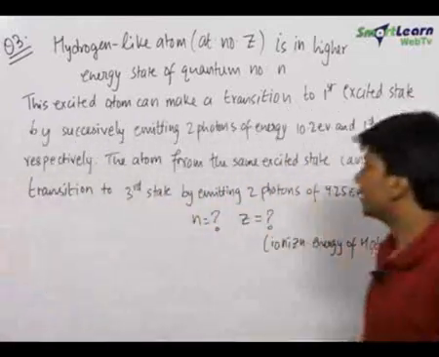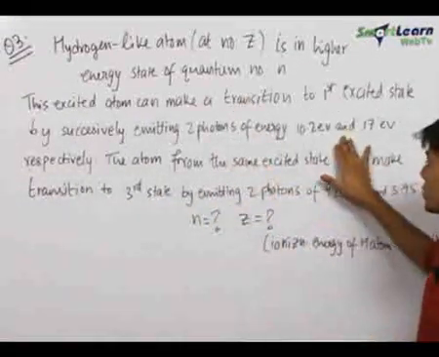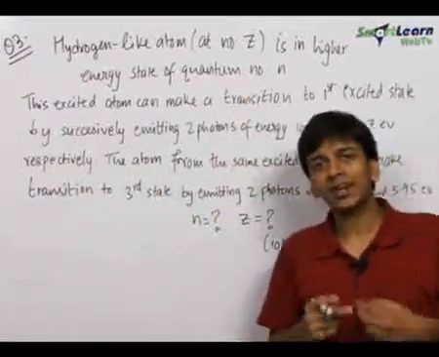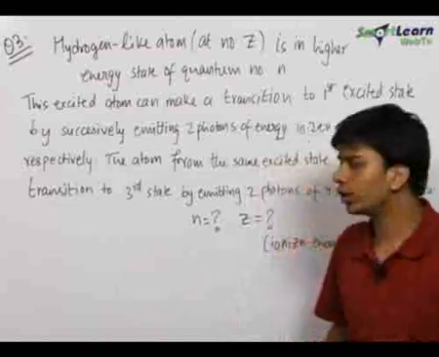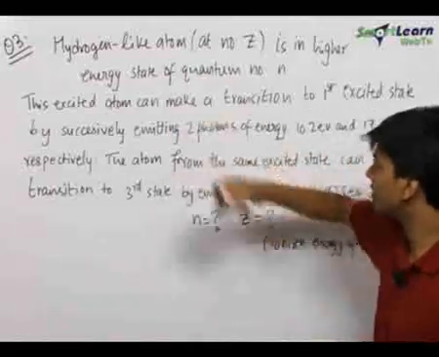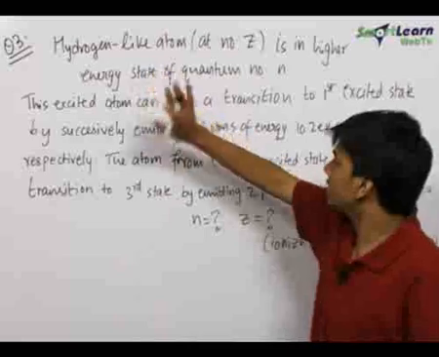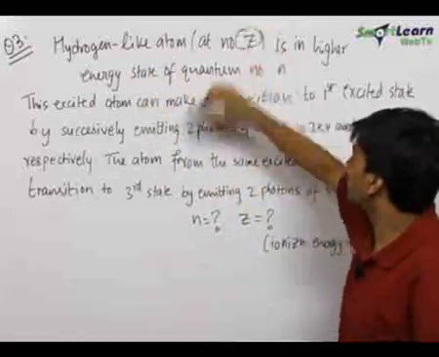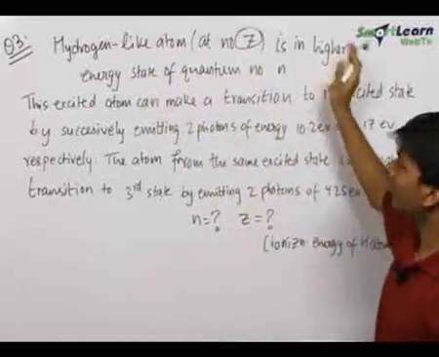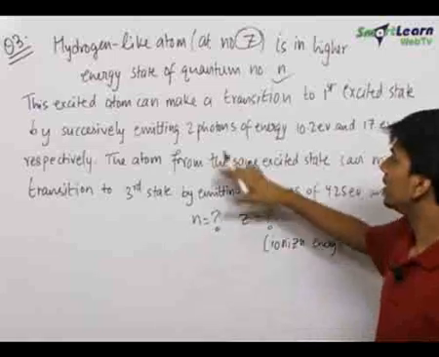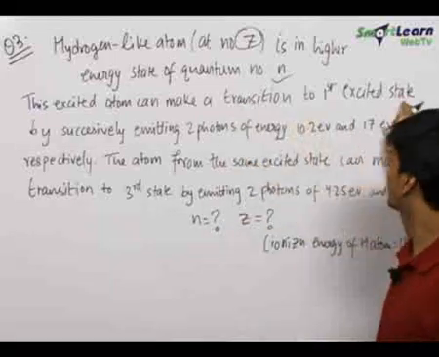Now, this is a pretty interesting problem which can be solved very easily if you have practiced a lot and you have a bit of intuition also. Now for solving this question, let us read the question first. There is a hydrogen-like atom with atomic number Z, which is in high energy state of quantum number n. This excited atom can make a transition to first excited state.